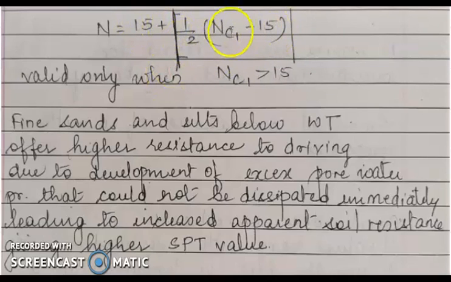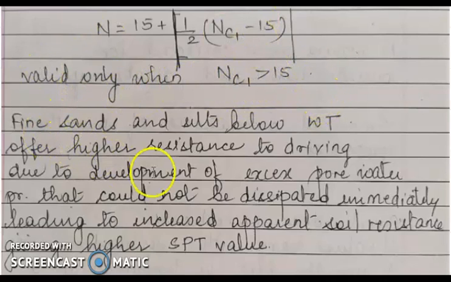Now mind you, if the value of this NC1 is less than 15, you will get a negative value here, so that is not to be applied. Always the effect of dilatancy is to give you very conservative results. Understand? Because of dilatancy, whatever is the expected value of N, you get a value less than the actual value. So the correction for dilatancy has to be always positive. If this entire thing comes negative, then it is not to be applied. So this is valid only when NC1 is greater than 15.